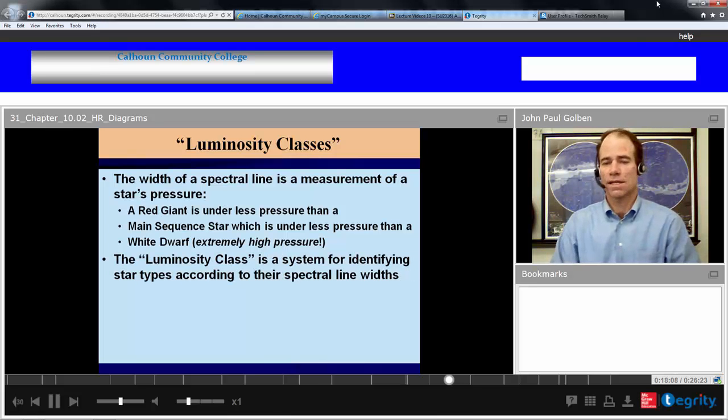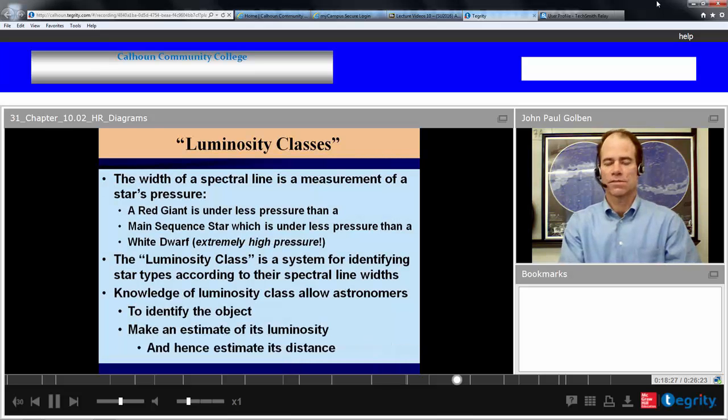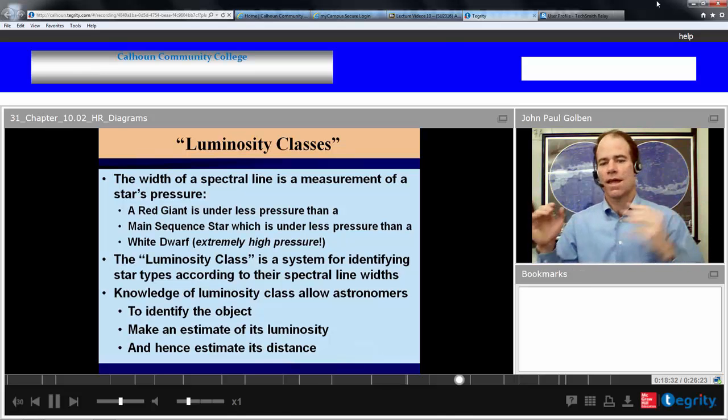So the luminosity class is another way to classify stars based on the width of their spectral lines, to make an estimate of its luminosity, and hence, based on what kind of star it is and its luminosity, which would give us an idea of its size, then estimate its distance based on that. So this is a way to use spectroscopy to estimate its distance, as we hinted at in the previous lecture when we said that we can use a spectroscopic HR diagram to estimate a distance to a star.